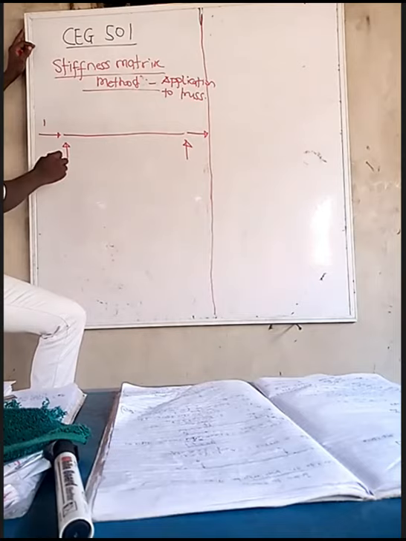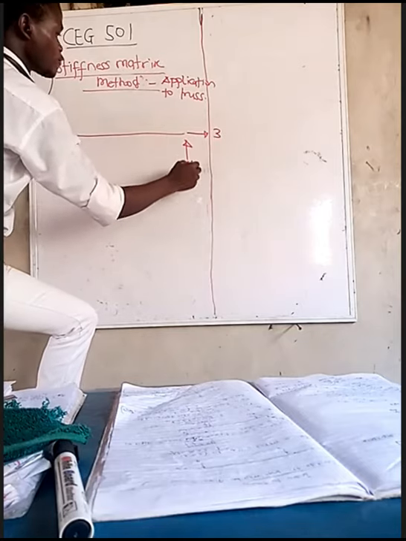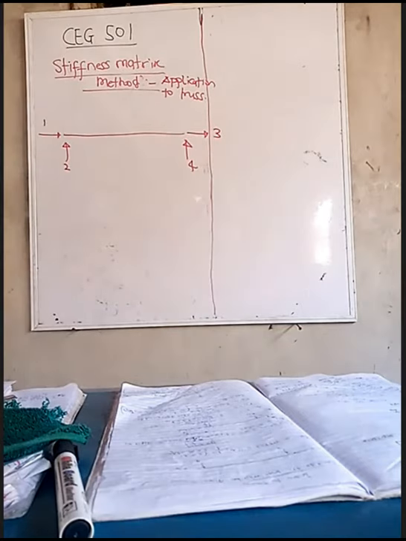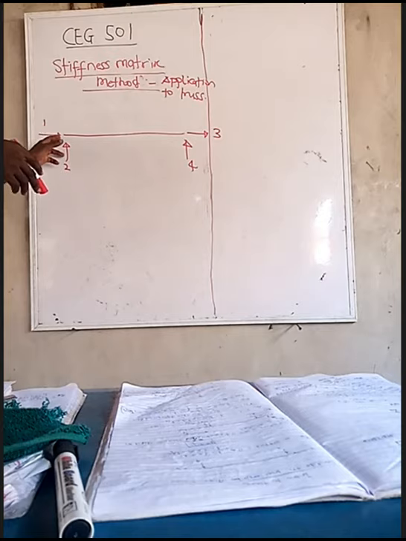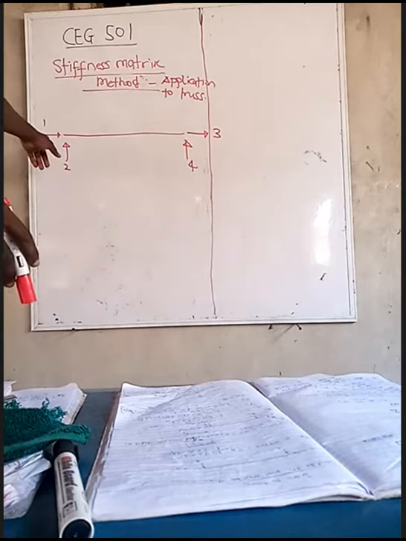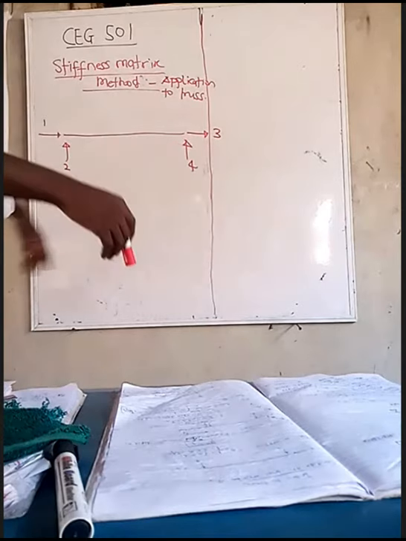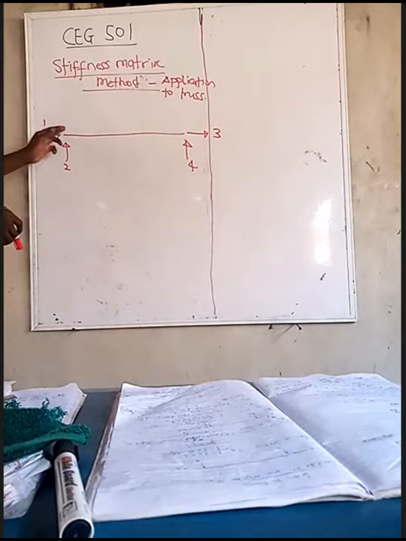So this one, two, three, four. One, two, three, four. So now the idea is that we apply a unit displacement, and by applying that unit displacement, we find its effect on the point of application and the effect which it has on other degrees of freedom also. So we have this is one, two, and this is 3, 4. So let's start from here. Let's apply a unit displacement at this point.